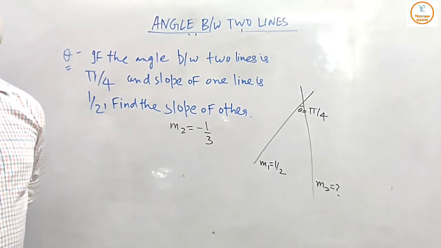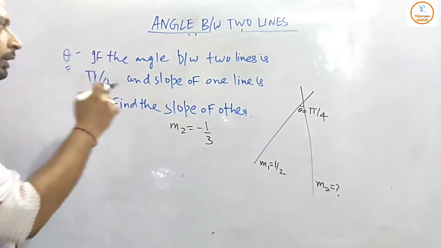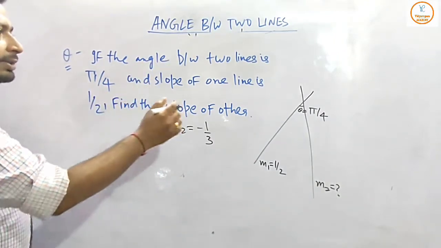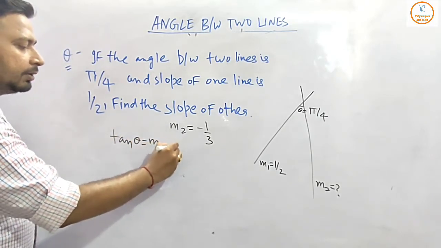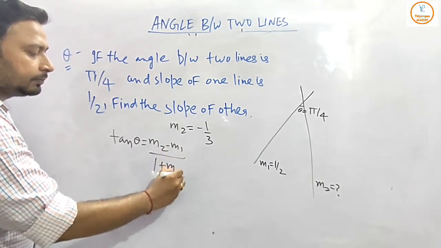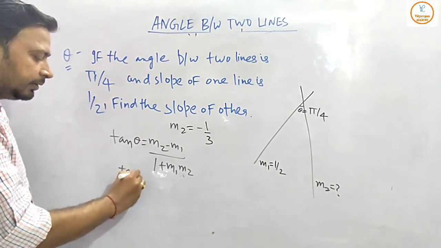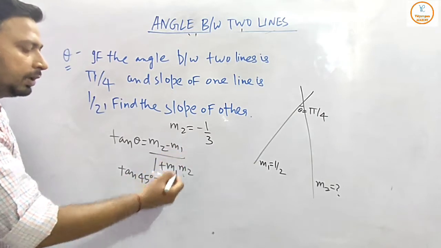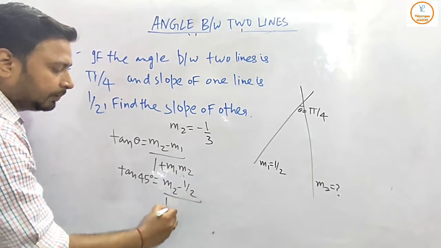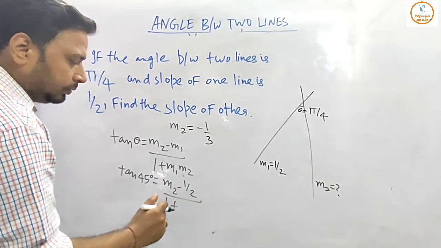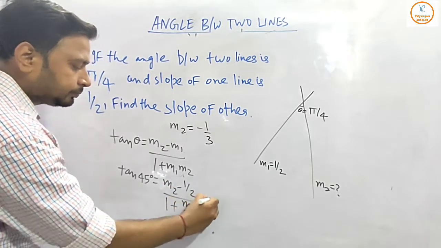Okay, so very good. So how have we done this? If the angle between two lines is pi by 4, then theta is equal to pi by 4. So what I have told, tan theta is equal to (m2 minus m1) upon (1 plus m1 m2). So tan 45 degree is equal to (m2 minus m1) upon (1 plus m1 m2). M2 we have to calculate, and m1 is given as 1 by 2. So 1 plus m1 m2, m1 is 1 by 2, and m2 upon 2.